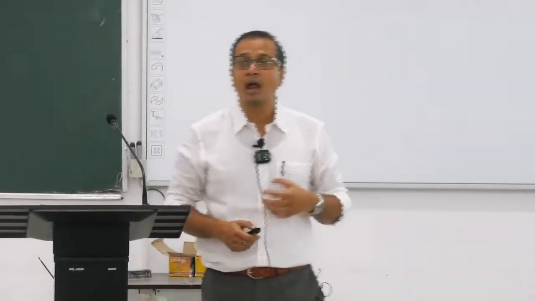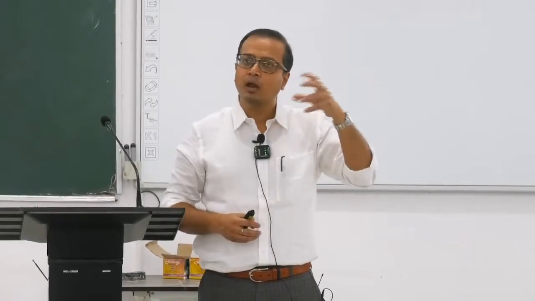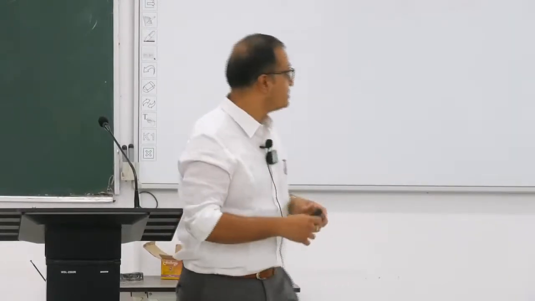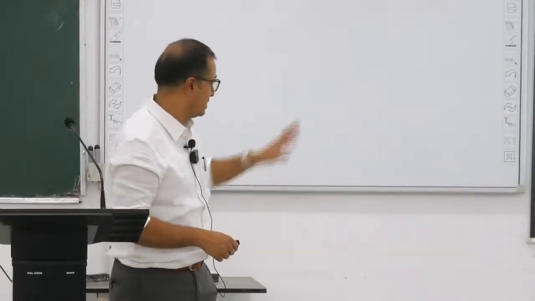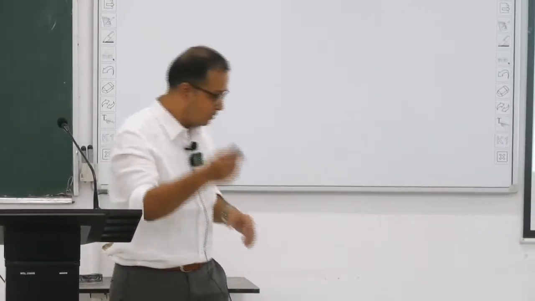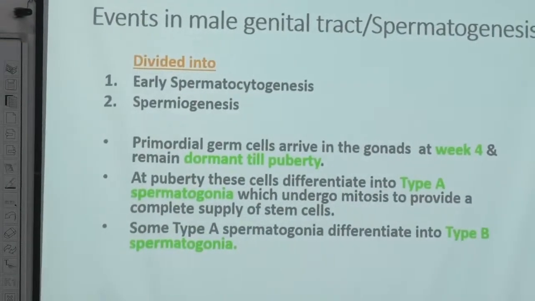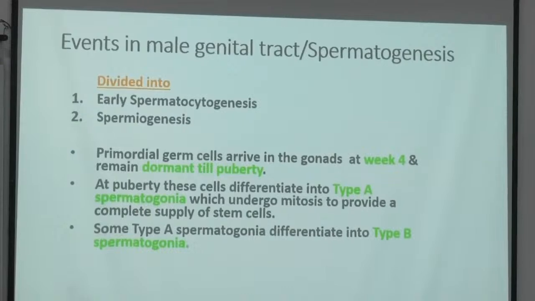We call them gonadal ridge. That means the future area where the gonads are going to form. This particular germ cell, which is known as the primordial germ cell, is the oldest form of germ cells. This is what we start with. Then we move into the different types of formation of these gametes in male and female gamete production.